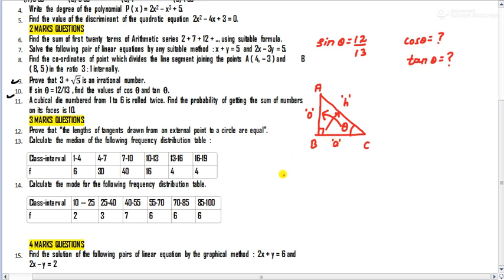Here they have given sine theta is equal to 12 by 13. It means O by H is given. O is 12 and H is 13. Correct? So O and H are given. Now coming to cos theta. What is cos theta? It is A by H.